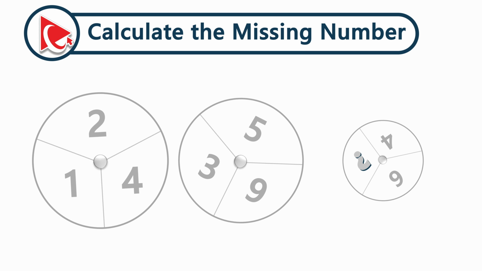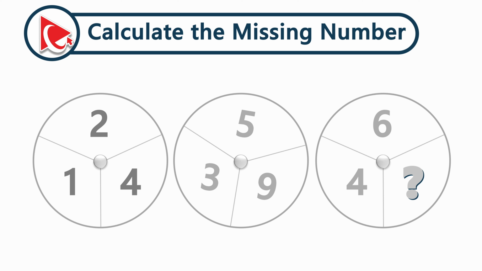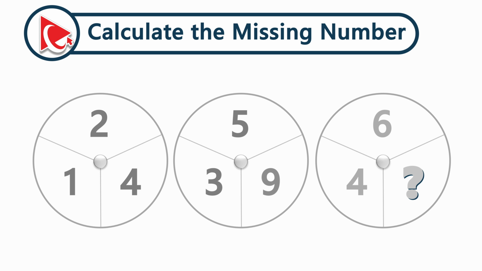You're presented with 3 circles. First circle has numbers 1, 2, and 4. Second circle has numbers 3, 5, and 9. And then the third circle has numbers 4 and 6, and then the third number is missing.